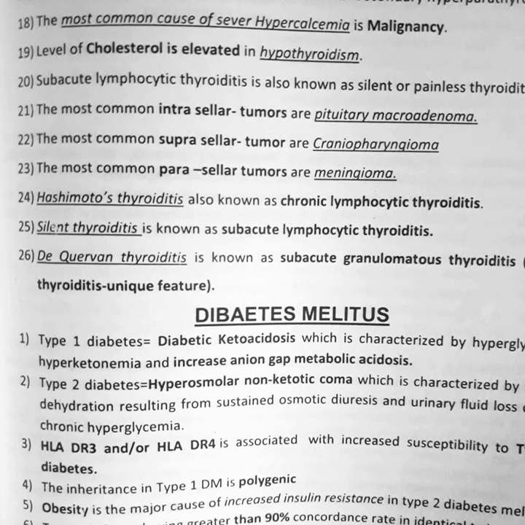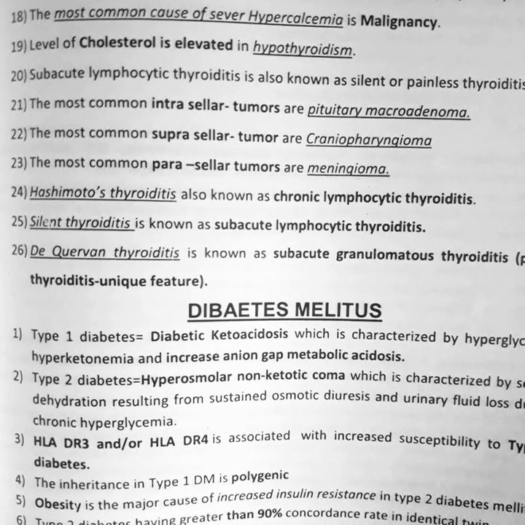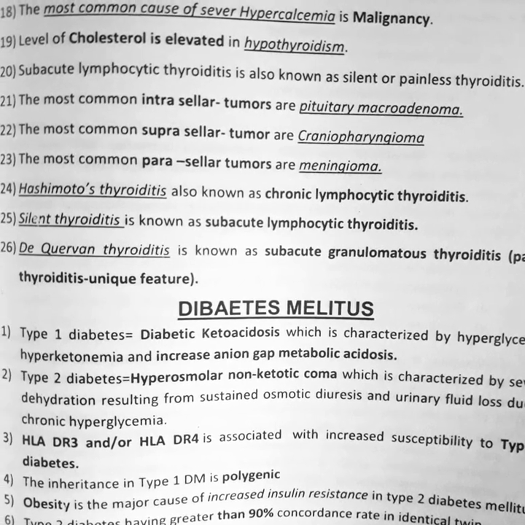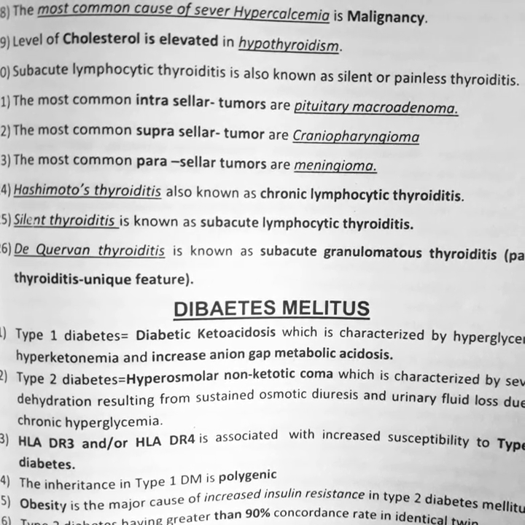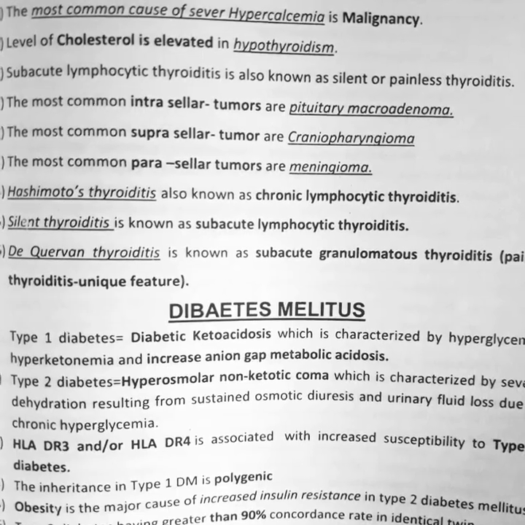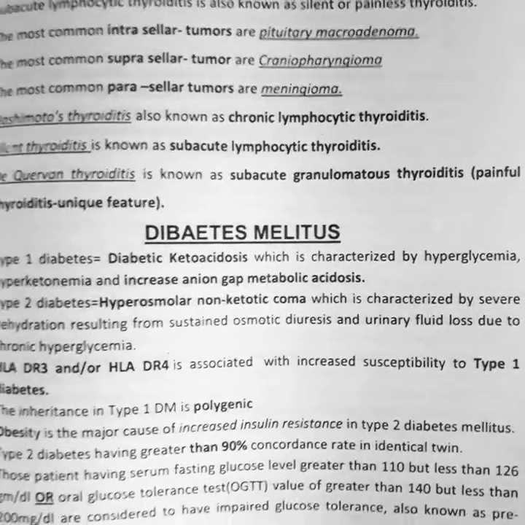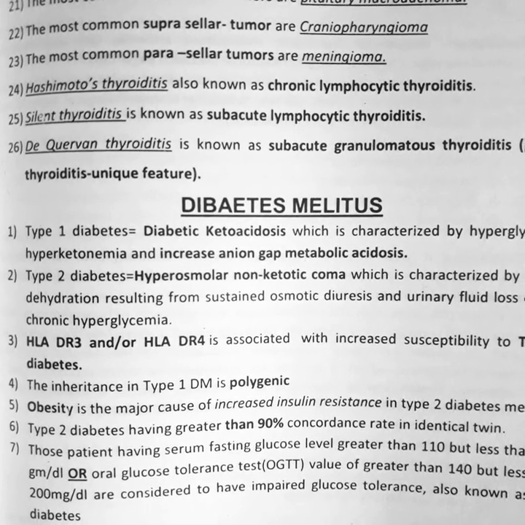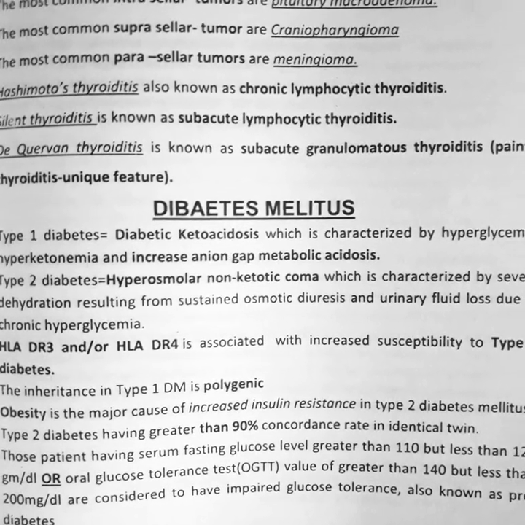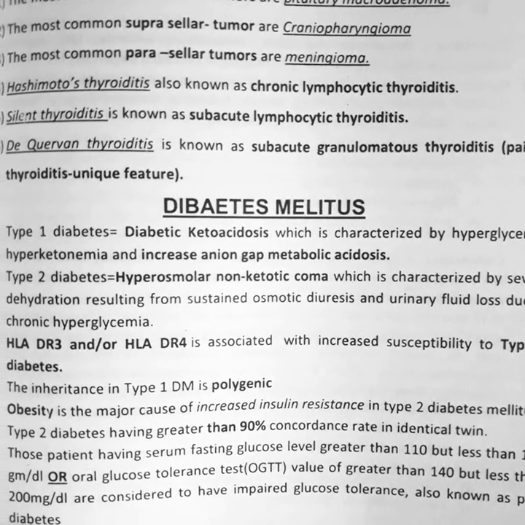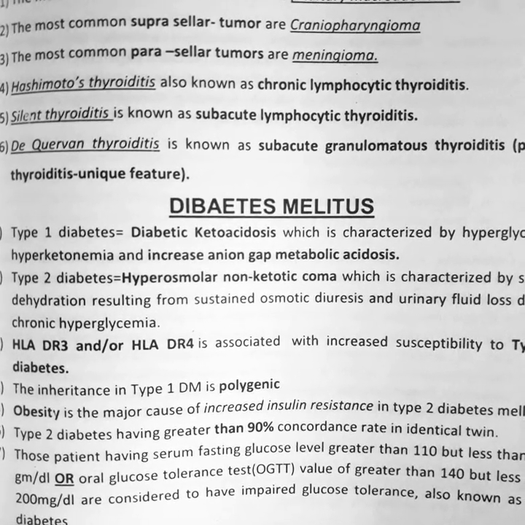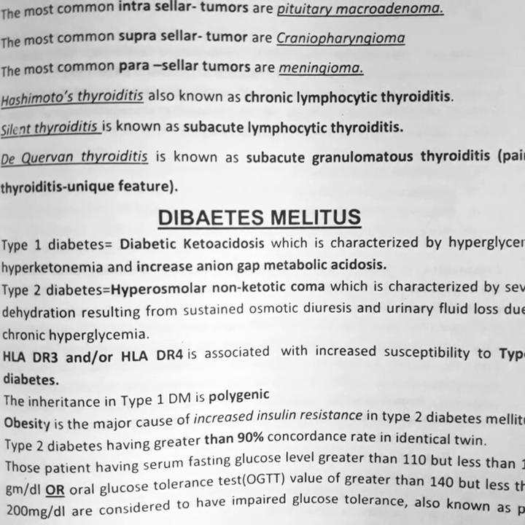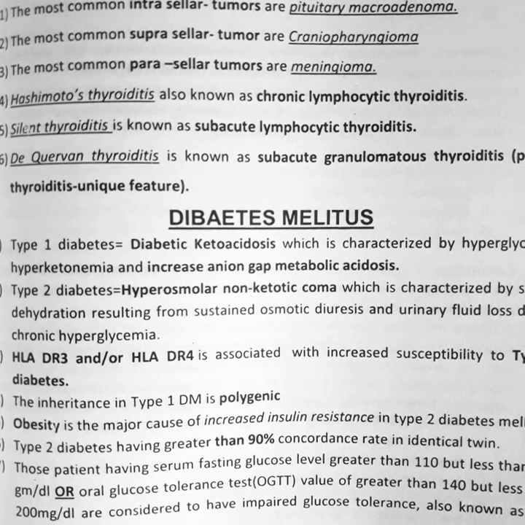Diabetes mellitus. Type 1 diabetes: diabetic ketoacidosis, which is characterized by hyperglycemia, hyperketonemia, and increased anion gap metabolic acidosis. Type 2 diabetes mellitus: hyperosmolar non-ketotic coma, which is characterized by severe dehydration resulting from sustained osmotic diuresis and urinary blood loss due to chronic hyperglycemia.